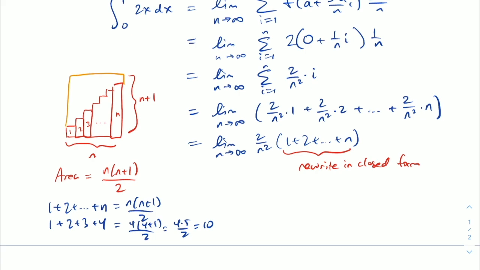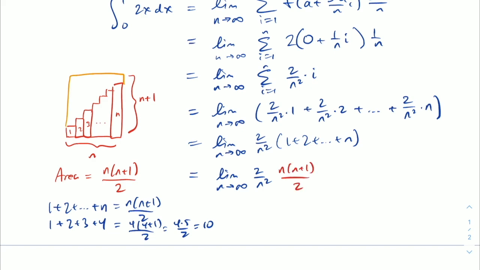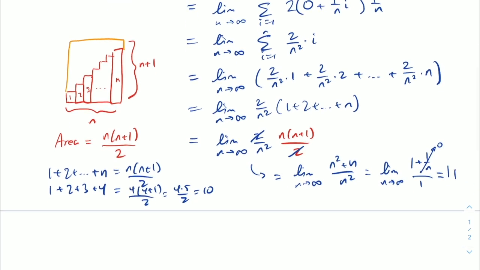So now we can take this and rewrite it as n times (n plus 1) divided by 2. And the 2's cancel here, and then we can rewrite this as n squared plus n all over n squared. You may recall when we are computing limits to infinity, we divide by the highest power term. So let's divide every term here by n squared. We'll get 1 plus 1 over n all over 1. And as n goes to infinity, this goes to 0. So this area is 1.